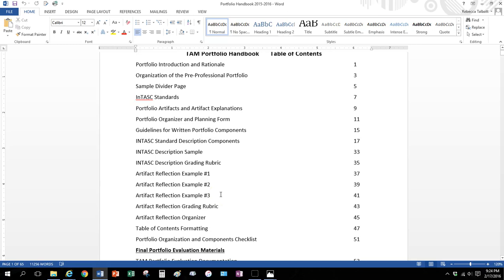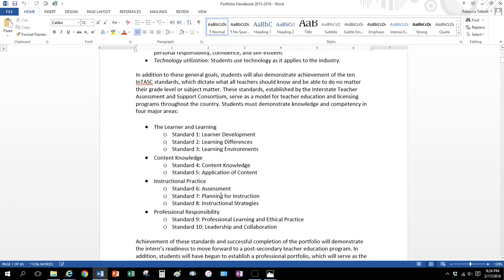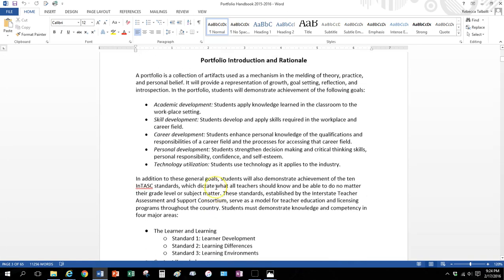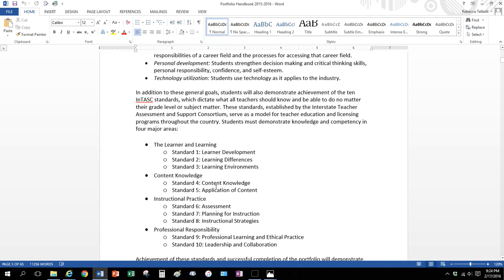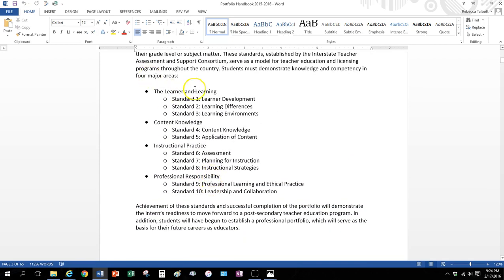If you scroll down to page 3 of your portfolio handbook, you'll remember that the portfolio is organized into 4 major categories. In each category of your portfolio, there's one for the learner and learning, one for content knowledge, one for instructional practice, one for professional responsibility, you're going to have 4 artifacts. So that's a total of 16.